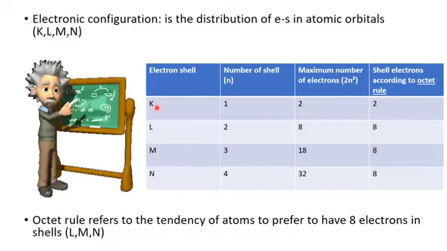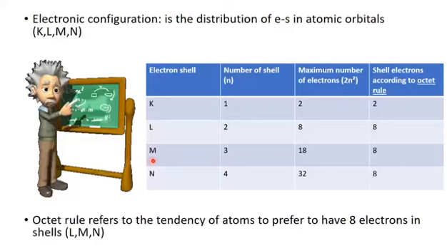First we start by K. Its number of shell is 1. Maximum number of electrons is according to the formula 2n², where n for K is 1. So 1² is 1 times 2 is 2. Our next shell is L. L has a number of shell of 2. Maximum number of electrons is the same formula, so 2² is 4 times 2 is 8.